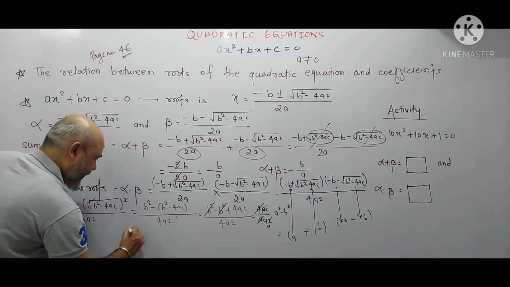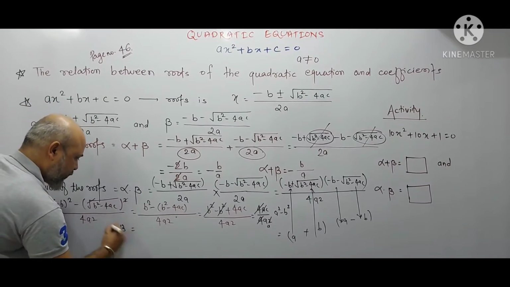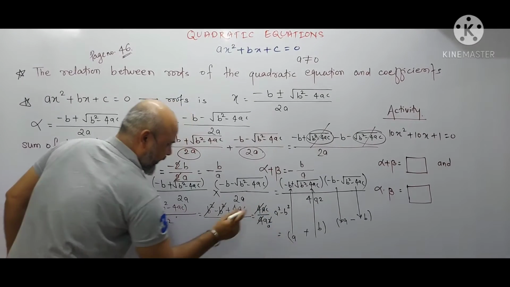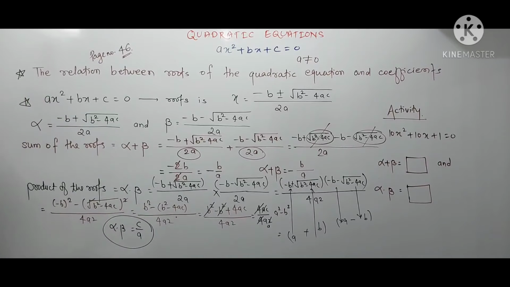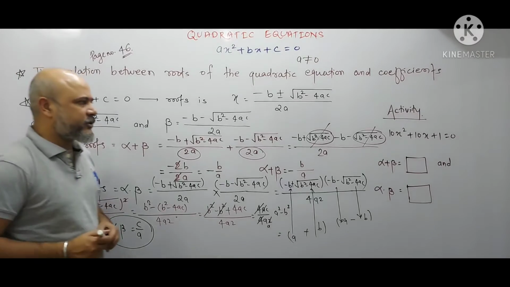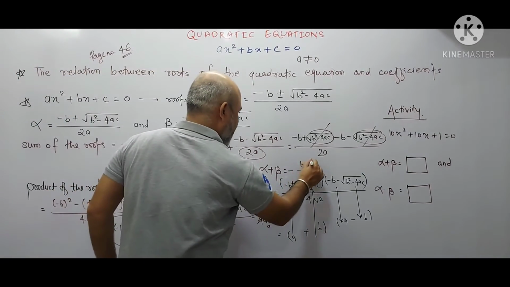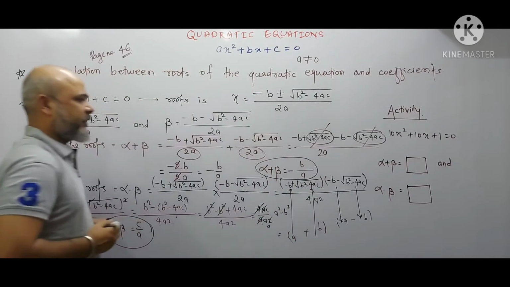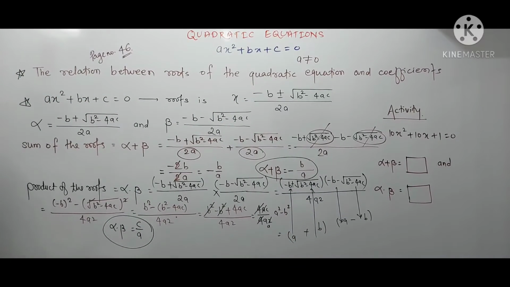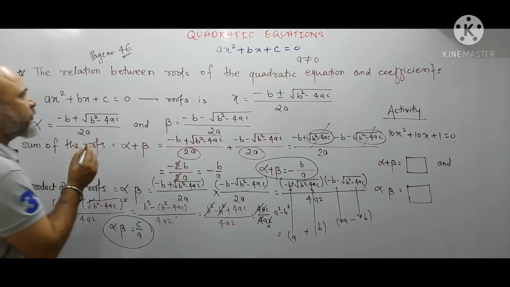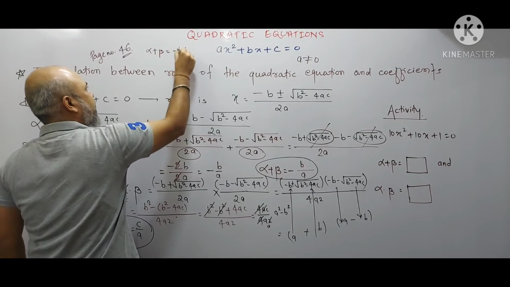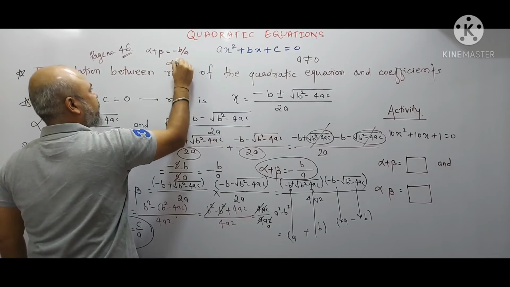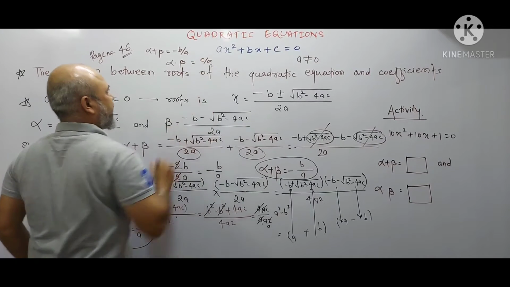So finally what you will get? What is alpha into beta? So alpha into beta is equal to what? C upon a. Okay, C upon a. So this is the product of the roots. So product of the roots is what? C upon a. And what is sum of the roots? And sum of the roots is minus b by a. Okay. So I will write sum of the roots and product of the roots. So sum of the roots, that is alpha plus beta, is equal to minus b by a, and product of the roots, that is alpha into beta, is equal to c by a.